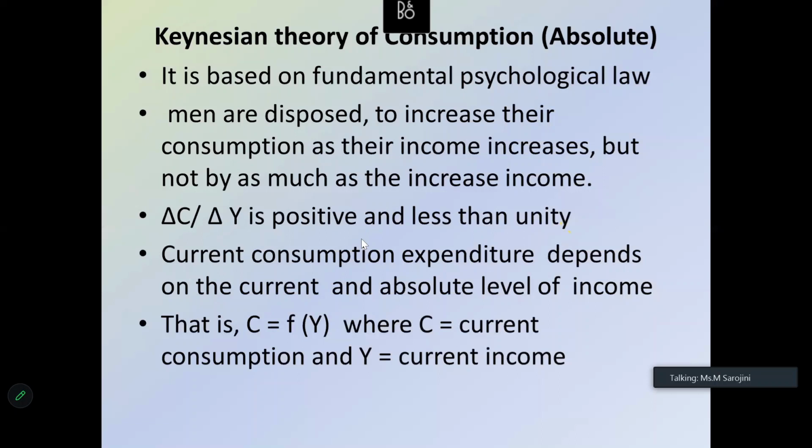Current consumption expenditure depends on the current and absolute level of income. If it is current income, it determines current expenditure; if it is past income, it determines past expenditure. Therefore, we write C is equal to a function of Y, where C is the current consumption and Y is the current income.